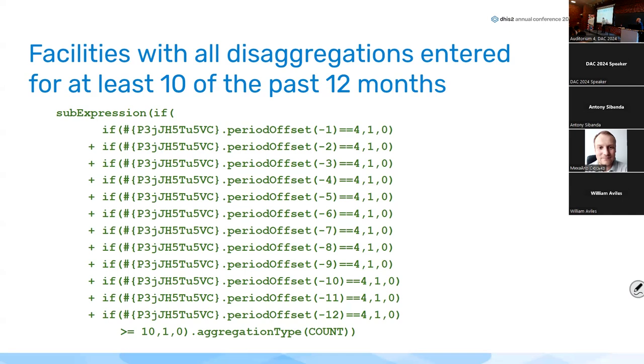And again, the trick is we put the aggregation type count inside the sub-expression and around a parenthesis that involves all of these. And then the aggregation type count is implicit for everything inside the parentheses where the aggregation count started. And so now we're saying if it equals 4, we're not testing the value of the data element, we're testing the count of the data values.